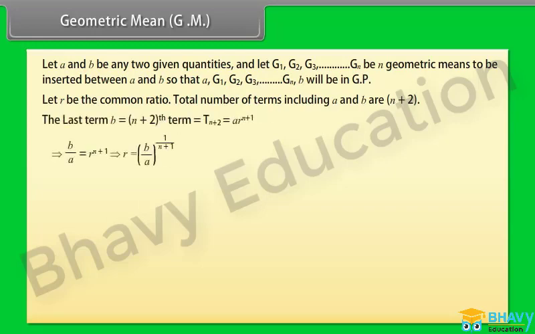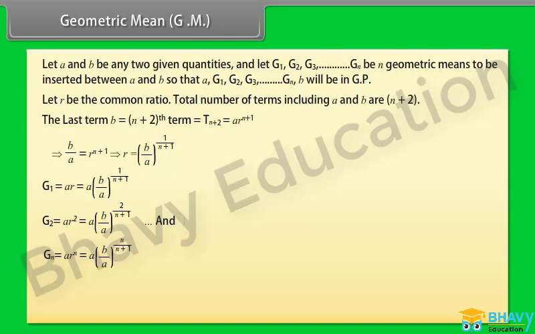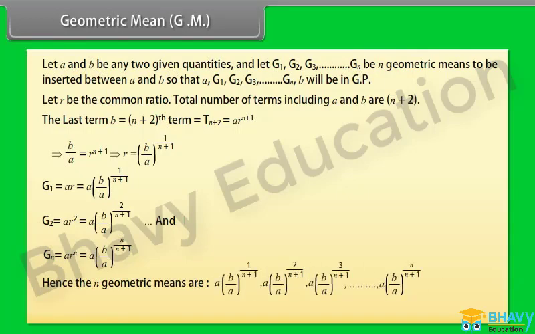The last term b is a into r raised to the power n plus 1, so r is equal to b by a raised to power 1 by n plus 1. G1 is equal to a into r is equal to a into b by a raised to power 1 by n plus 1. G2 is equal to a into r square is equal to a into b by a raised to power 2 by n plus 1. So on. And Gn is equal to a into r raised to the power n is equal to a into b by a raised to power n by n plus 1. Hence, the n geometric means are these, which can be inserted between a and b.